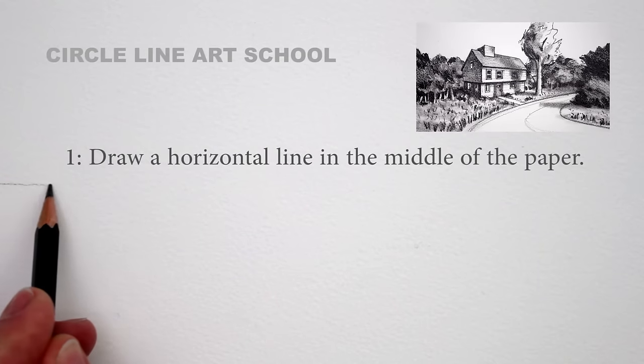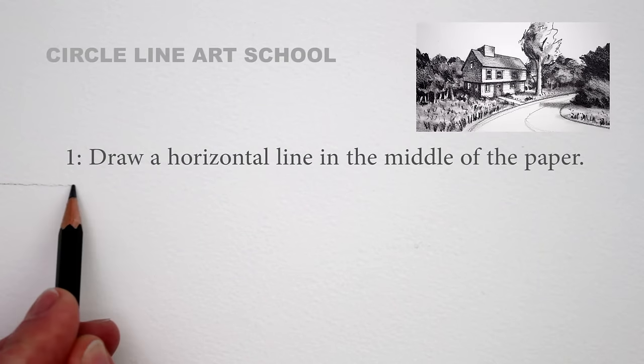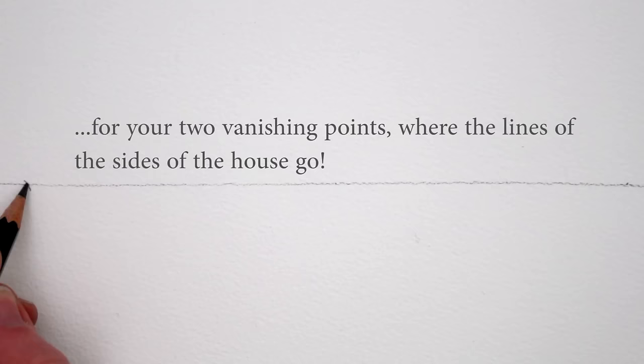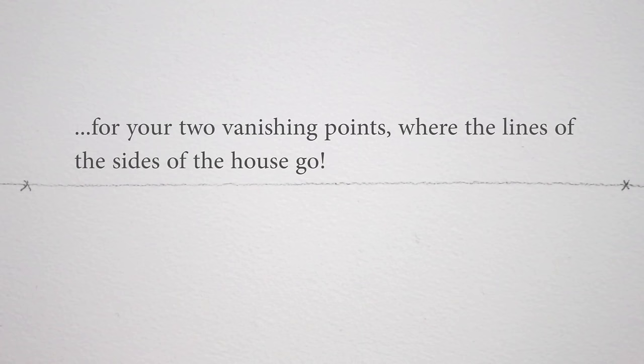Draw a house in two-point perspective. First, draw a horizontal line in the middle of your page. And next, we can draw a cross at each end of this horizontal line for the two vanishing points, where all the lines of the sides of the house will go.